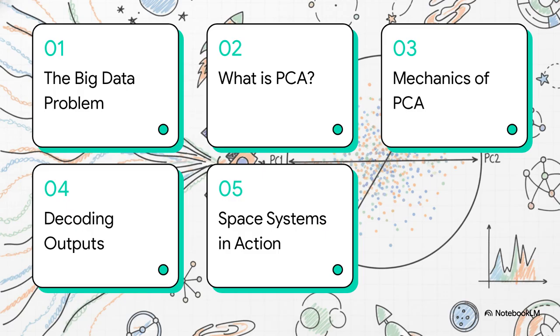1. The big data problem. 2. What is PCA? 3. The mechanics of PCA. 4. Decoding outputs. And 5. Space systems in action. We're going from the core problem all the way to actually reading the final graphs.